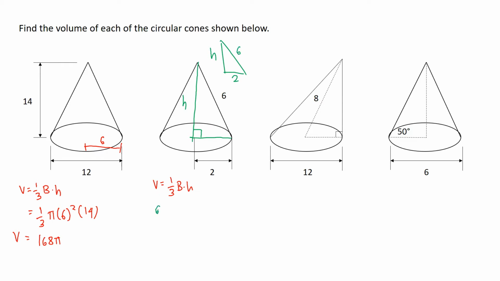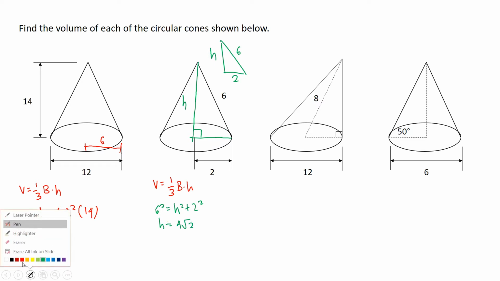You have 6 squared equal to h squared plus 2 squared. Solving for h, you get what? Solve ko class. You get 4 square root of 2. Tama? So, karon na kay radius and you have the height. Therefore, you can now solve for the volume.